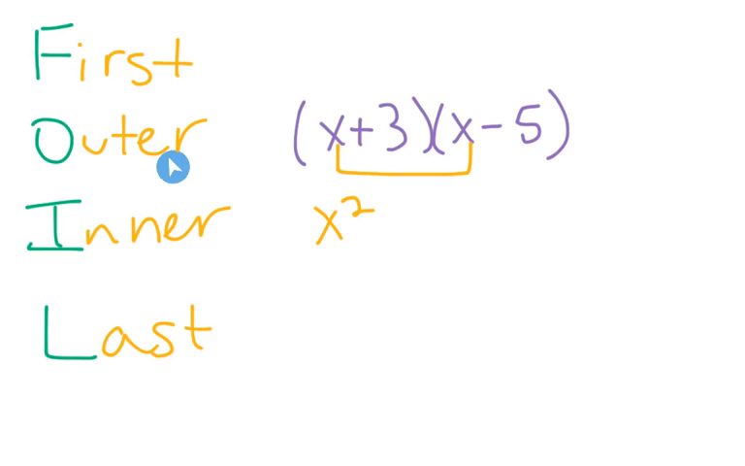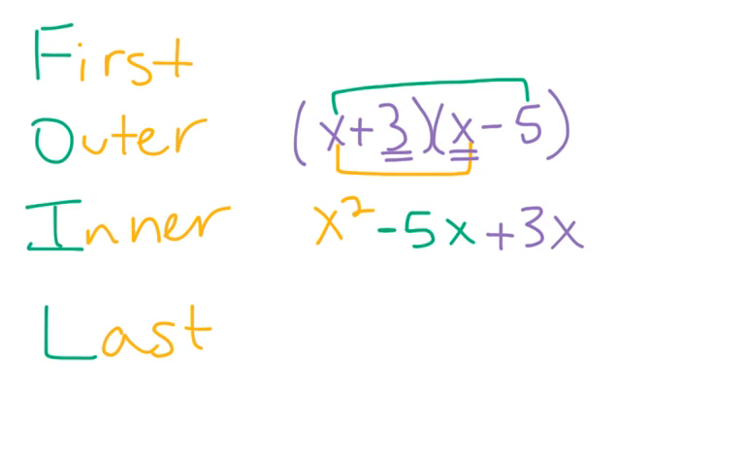Next, I will look at my outer terms. My outer terms would be x and negative 5, and I will multiply the two together to get negative 5x. Don't forget that negative sign. Then I'm going to look at my inner two terms, which would be 3 and x, and that gives me a positive 3x. And then finally, my last terms would be 3 and negative 5, which would give me a negative 15.